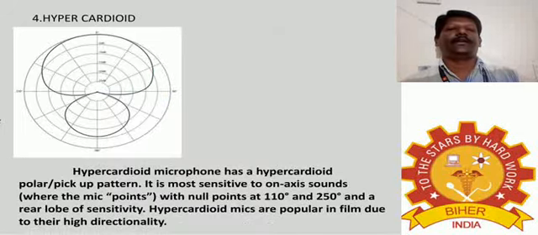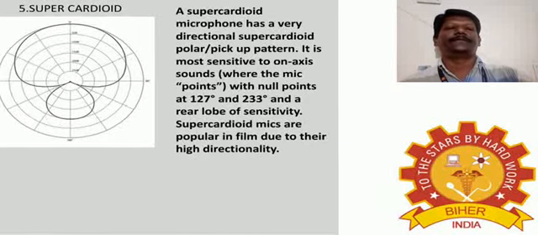Then hypercardioid. A hypercardioid microphone has a hypercardioid polar pickup pattern. It's most sensitive to on-axis sounds with null points at 110° and 250° and a rear lobe of sensitivity. Hypercardioid mics are popular in film due to their high directionality.